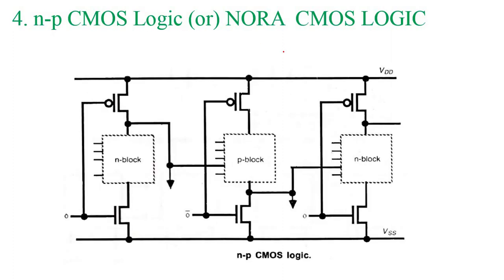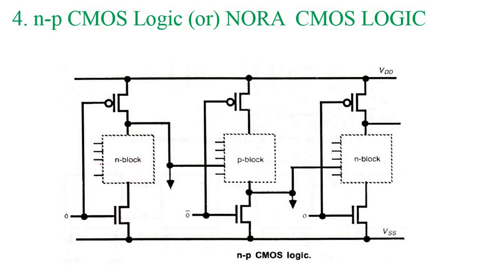And the next one is NP CMOS logic, or simply called NORA CMOS logic. Here there is a pull down network connected to the NMOS and a pull up network. Why? Because here is the output, so the top one is the pull up network. The pull up network is always replaced by PMOS transistors. Here is the output node.